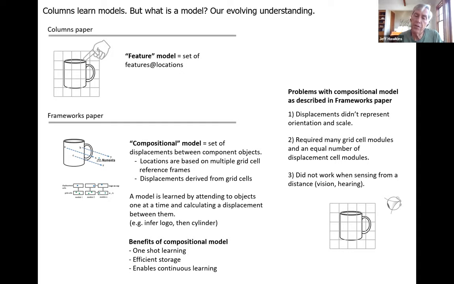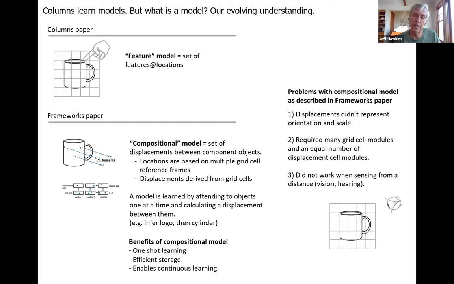Another problem, which is somewhat related, is that we still couldn't explain how you could learn or sense or infer from a distance. The whole system is built on the idea that the column knows where your finger is relative to the object you're touching. But when you're looking at something, your eye is not on the object, it's at a distance from the object. So how do we reconcile that? That's true for hearing as well. So that was another problem we didn't address in that paper.